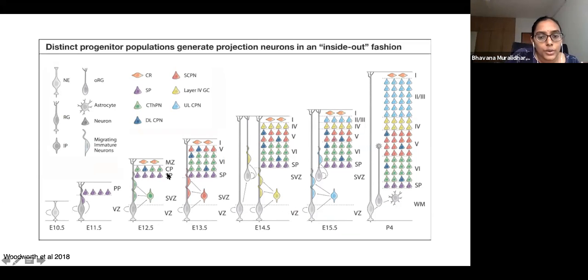So as you go, three zones are clearly defined. The first zone consists of both the intermediate progenitors and just the newly postmitotic neurons, and of course all the postmitotic neurons in the developing cortex.